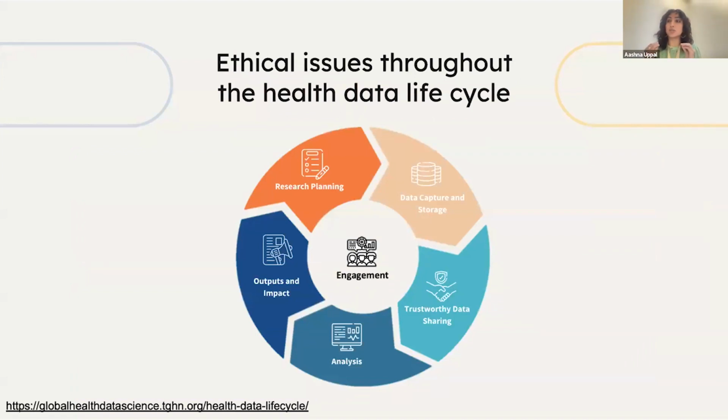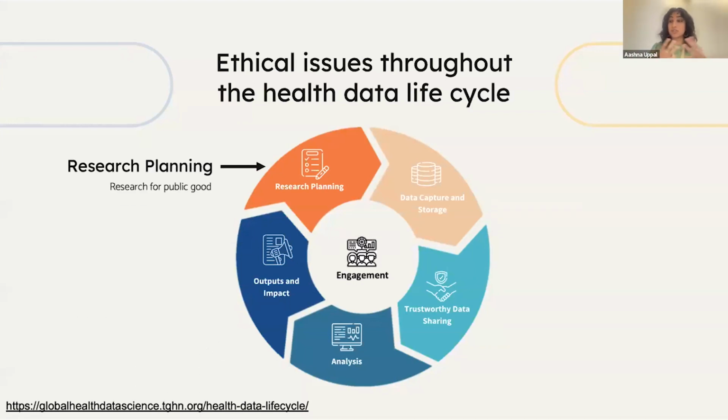Here we'll take a closer look at ethical issues related to data science, specifically in health research. The diagram that you see on the screen here comes from the Global Health Network's Data Science Hub, the link to which is also on the screen, and illustrates what's called the health data lifecycle. In other words, this diagram shows how data flows from research planning through data capture and storage, through data sharing, analysis, and finally into research outputs and impact. And there are some ethical issues that can arise at several points during this life cycle.